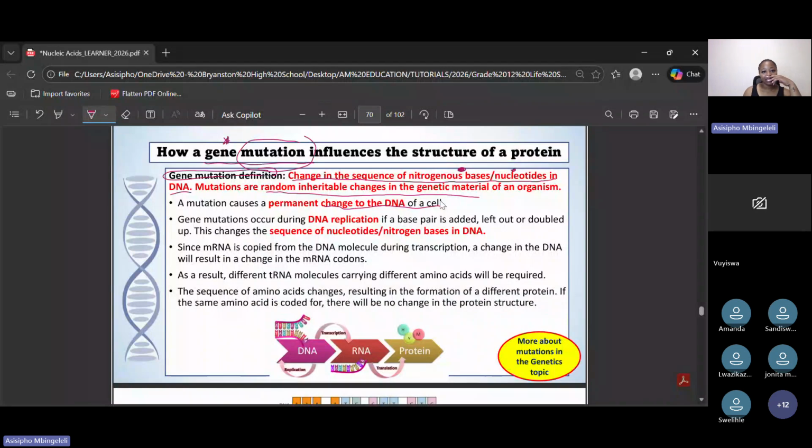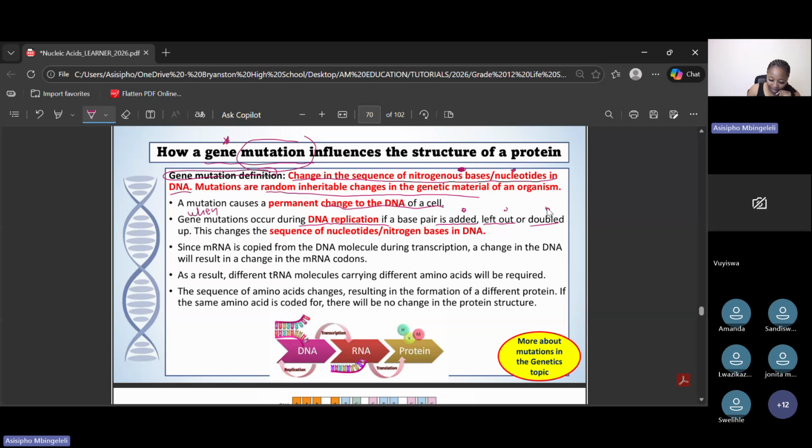When does this mutation take place? So when exactly will this change take place? It normally takes place during DNA replication. So when DNA is making a copy of itself in that particular cell, it is possible that a base pair can be added, or a base pair can be left out, or a base pair can be doubled. So instead of having TAC, we end up having TAAC. Now that is the change.